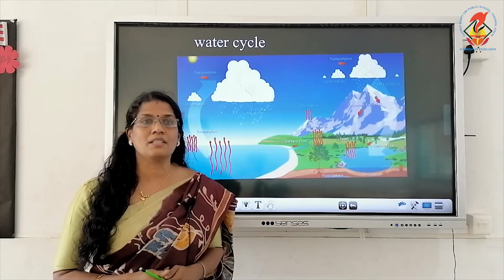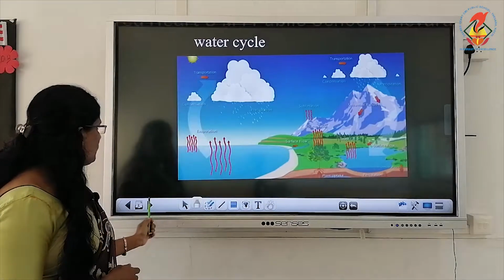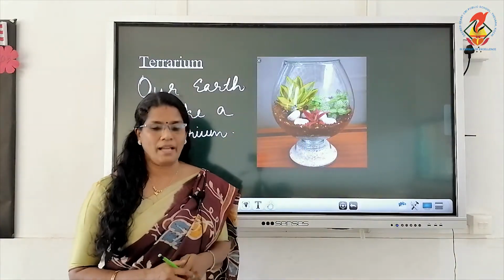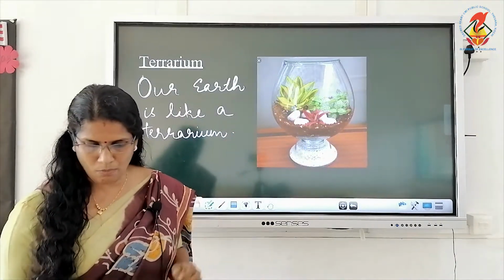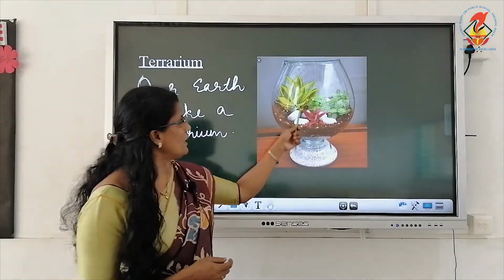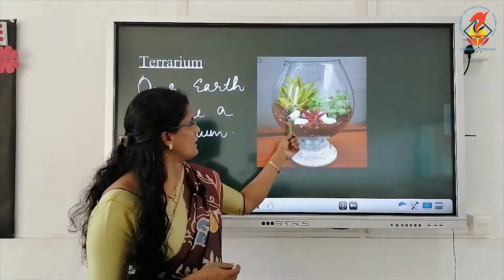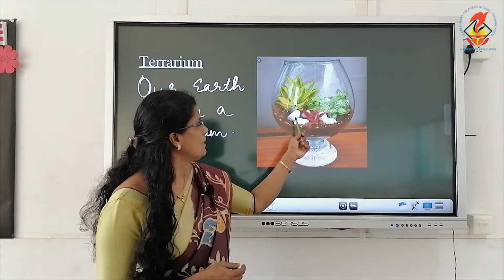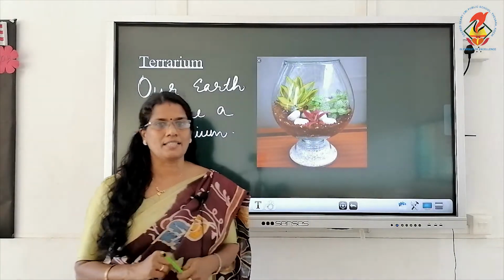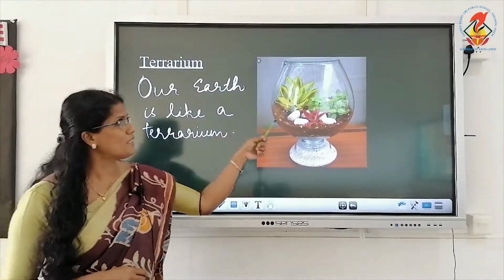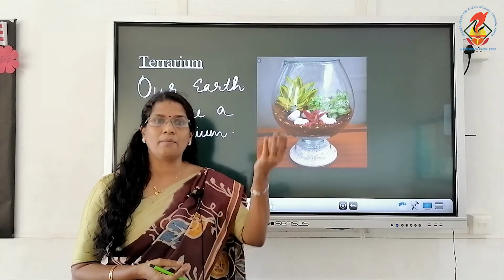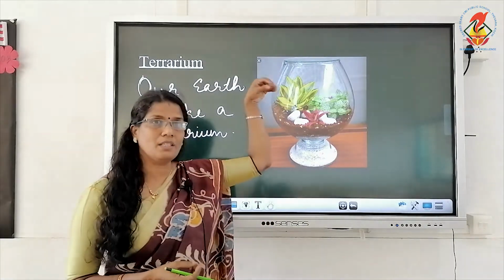So we compare this to a terrarium. You know what a terrarium is? A terrarium is a closed enclosure for plants. Like in the textbook you can see small house plants we keep in a terrarium. There may be mud, like an ecosystem only. You can see all things: mud is there, a piece of rock is there, plants are there. If you pour some water inside this and close the jar, what will happen? The same water evaporates and falls down from the top.